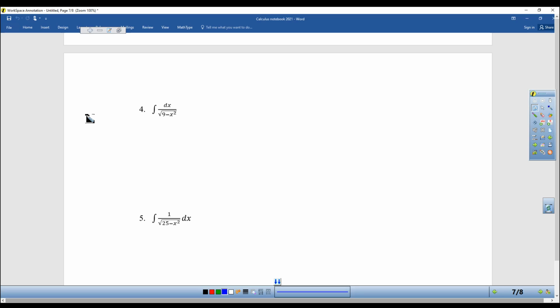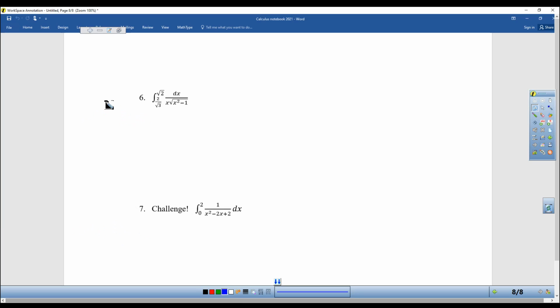Number 4 is inverse sine of x over 3. Number 5 is inverse sine of x over 5. Number 6 is pi 12ths. Oops, that looks like pi halves. It is pi halves. Pi 12ths. And number 7 is a challenge. I will tell you the answer is pi halves. I'm not going to give you any hints on it. See if you can do it.